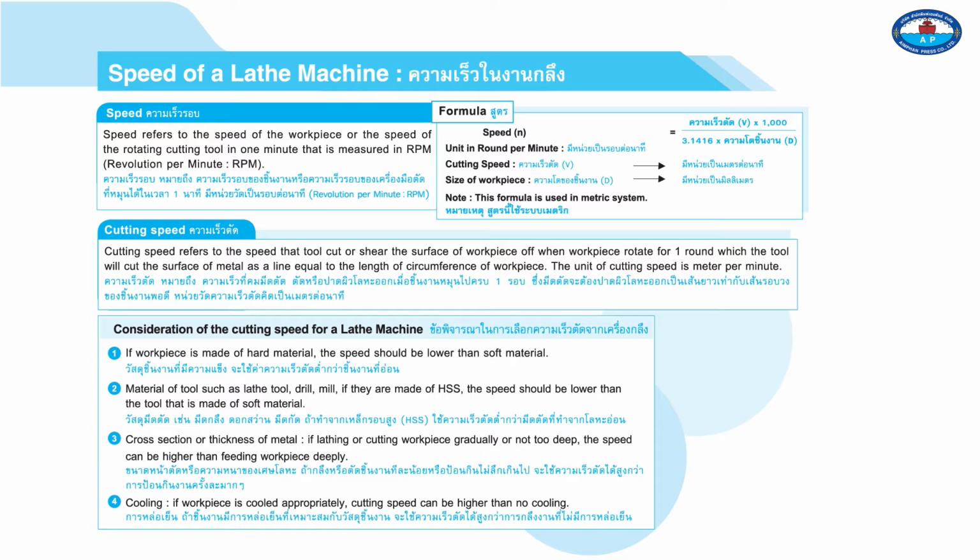3. Cross-section or thickness of metal. If lathing or cutting the workpiece gradually or not too deep, the speed can be higher than when feeding the workpiece deeply. 4. Cooling. If the workpiece is cooled appropriately, cutting speed can be higher than with no cooling.